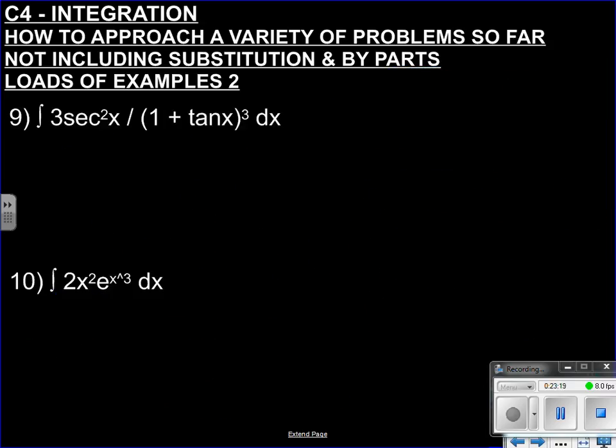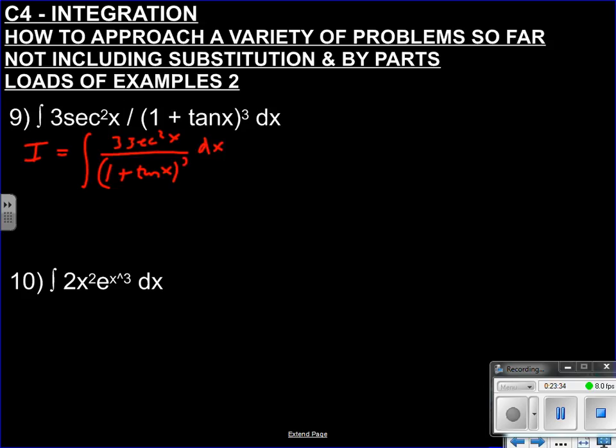Might as well do a couple more then. Remember, this is all good for you. And integration, I think, is really fun. And if you don't think it's fun, you are in totally the wrong place, because C4 is all integration.